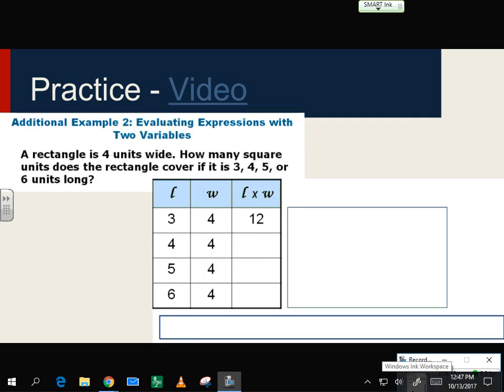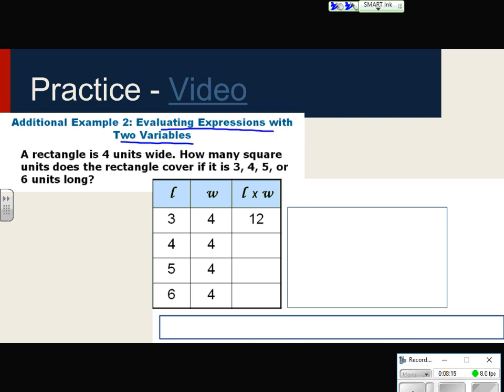All right, your second practice problem that I want you to put in your notes, remember, put the title, and here we're looking at 2 variables. So a lot of times when you're using 2 variables, it's probably because you're using some sort of formula. So if you're trying to find the area of a rectangle, remember that expression is written as length times width. So in our problem, we're told that the width is 4 for every single one. So I put 4s in that second column. But the length of all of these, or how long it is, could be 3, 4, 5, or 6.